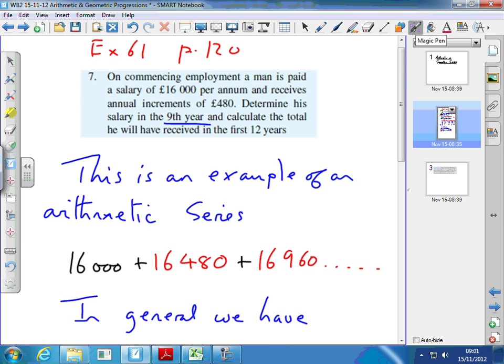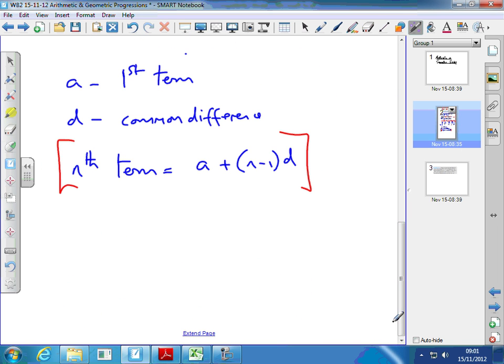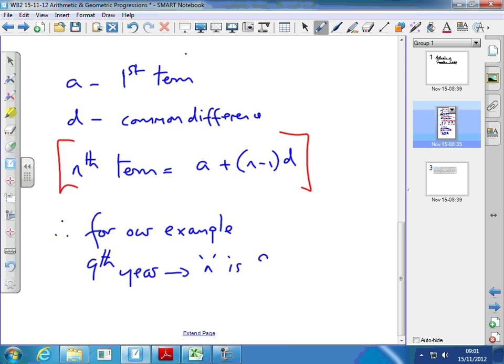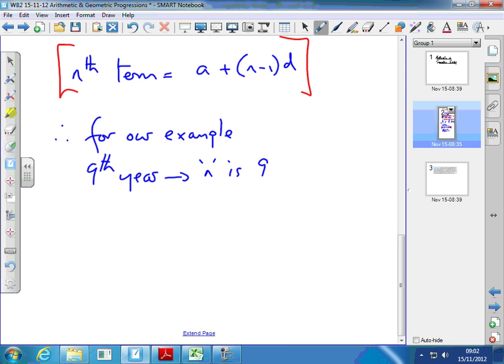So that's the nth term. So what's his salary in the 9th year? We just use that little formula. So therefore, for our example, the 9th year, n is 9. And the 9th term equals a plus 9 minus 1d.